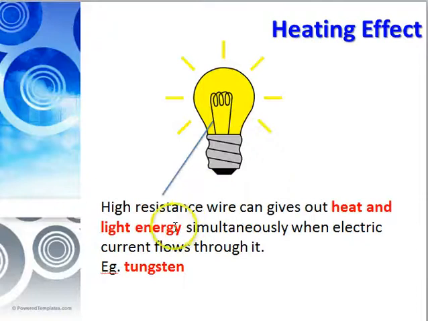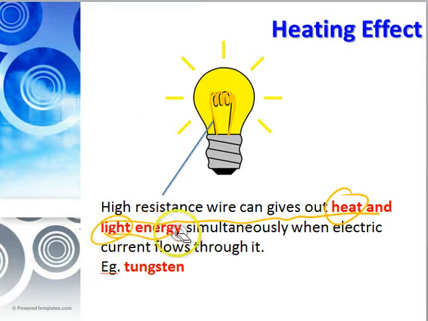Next one. Now inside your filament light bulb, the wire inside here is made of a high resistance wire that can give out heat and light energy. So you can see here that as you put current through a high resistance wire or high resistance metal or material, it can produce heat and light. Heat is a form of energy. So it can produce heat and light simultaneously here.